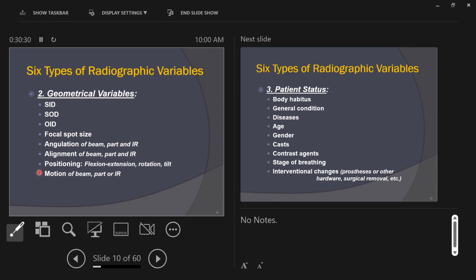And then motion. Motion just destroys image detail, right? It produces blur, right? It produces multiple images of the same object spread out over space, giving you the appearance of a blurry object.